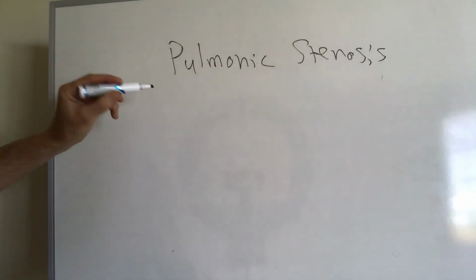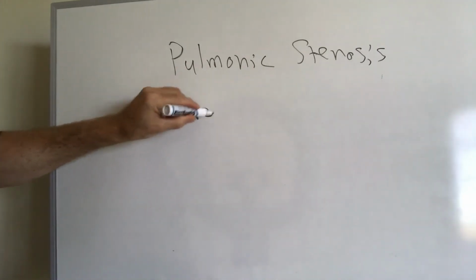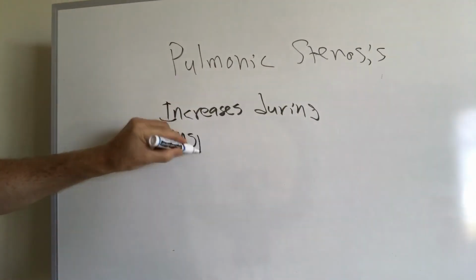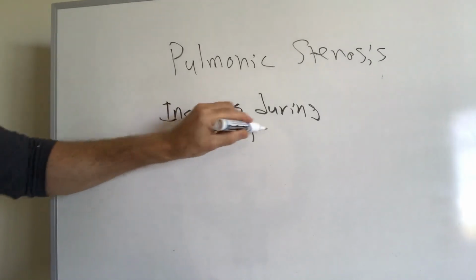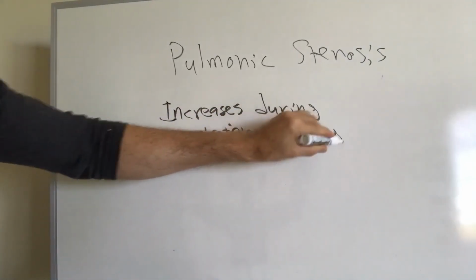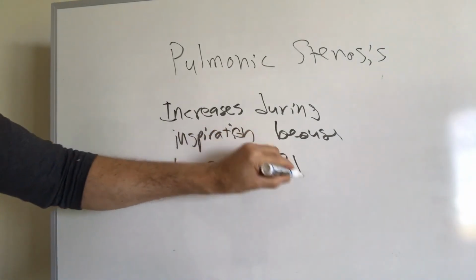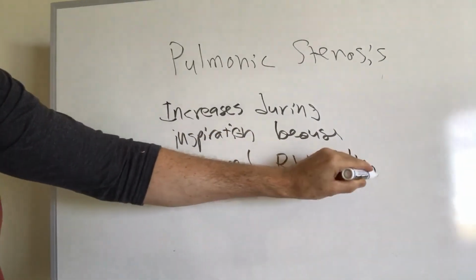With pulmonary stenosis, you get the same effect. So during inspiration, you increase right atrial filling and right ventricular filling. Therefore, there is a lot more contraction and blood moving out through the stenotic pulmonary valve. So with pulmonary stenosis, the sound increases during inspiration.